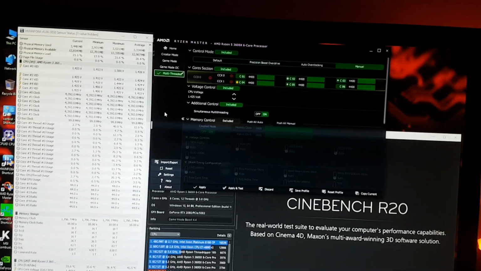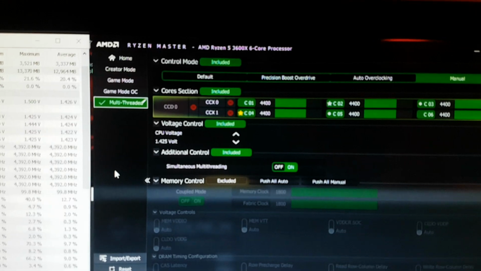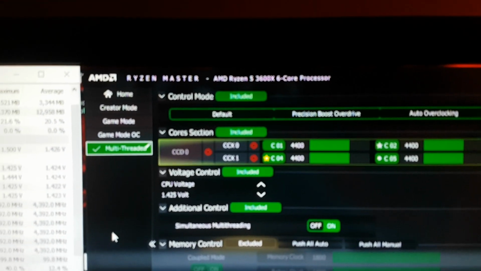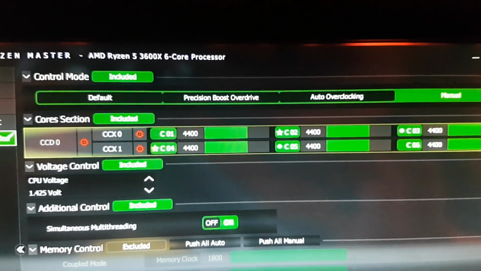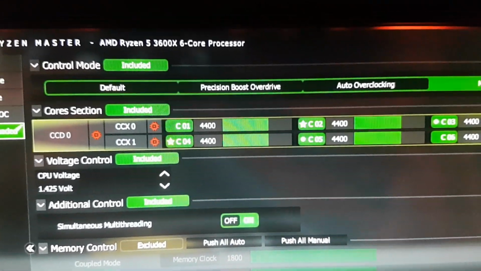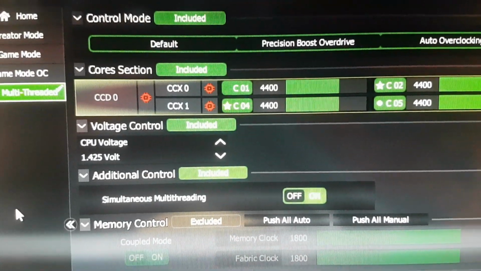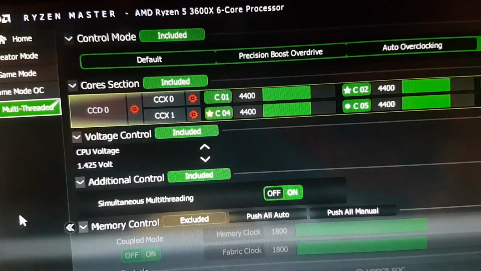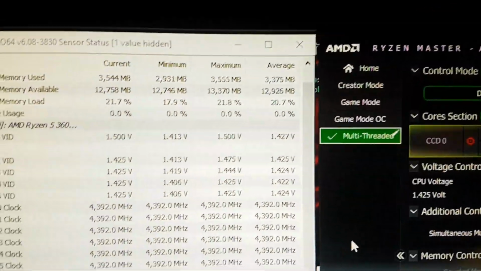Just an all-core overclock in Ryzen Master on a 3600X. It's got an AIO water cooling thing. Stupid Samsung. Okay, so the router pushed them all to 4.4, left the voltage at stock there. Okay, so let's have a look at this.